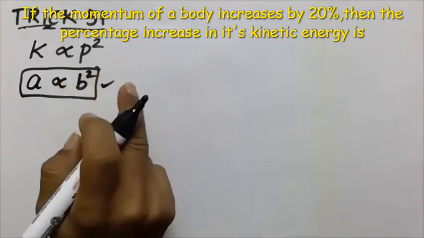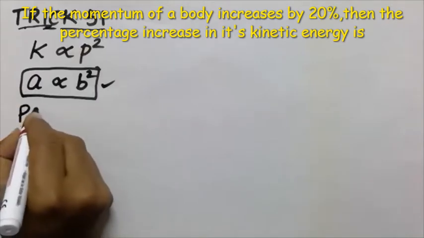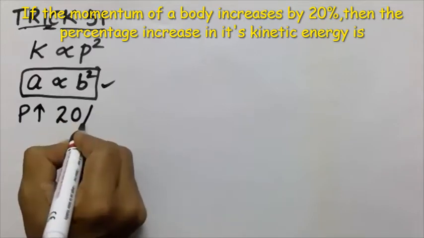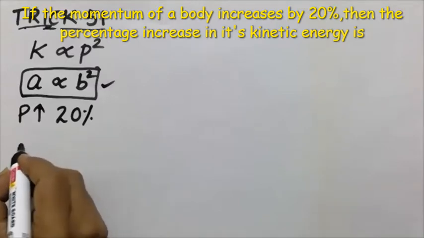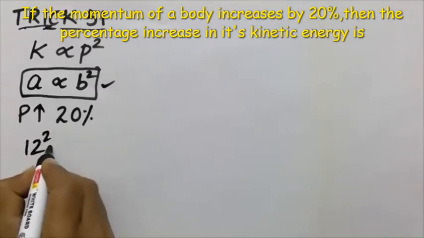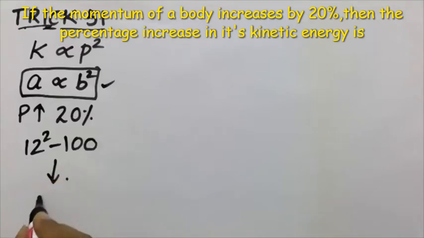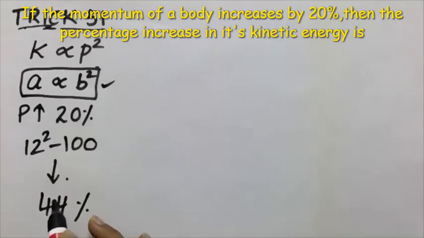See, the question is saying the momentum P increases by 20%. Then what to do? Simply, if you do this way, you will get the answer. Simply 12 square minus 100 will be your answer. 12 square is 144, minus 100. You will get 44%. So if the momentum P increases by 20%, kinetic energy increases by 44%.